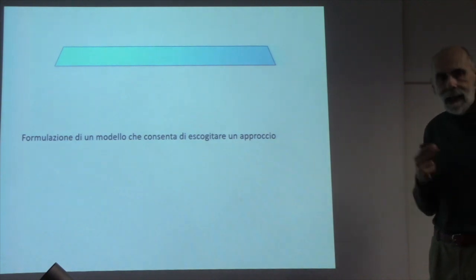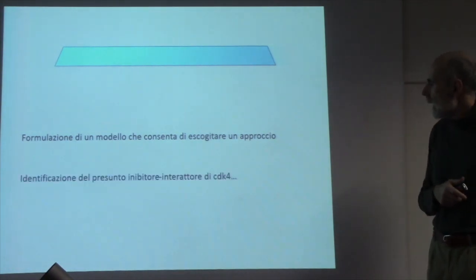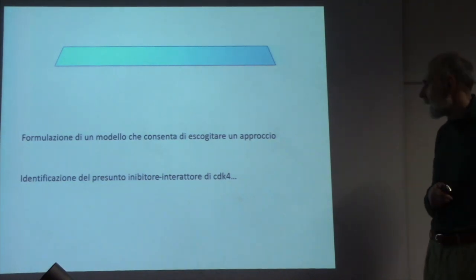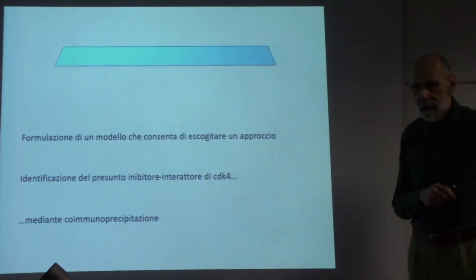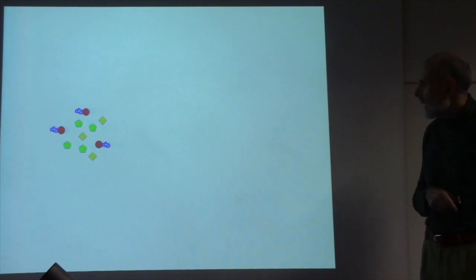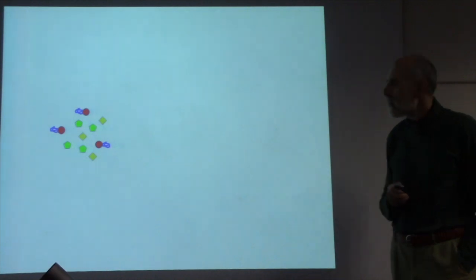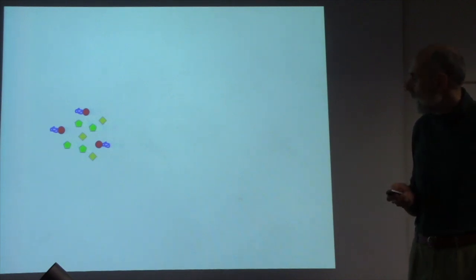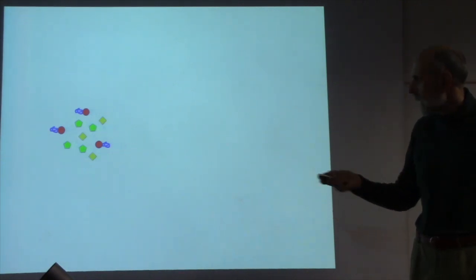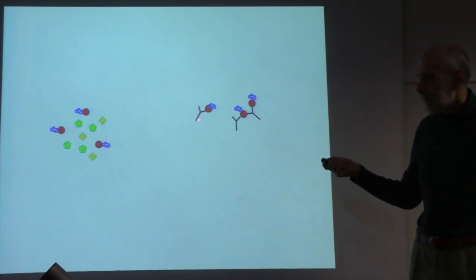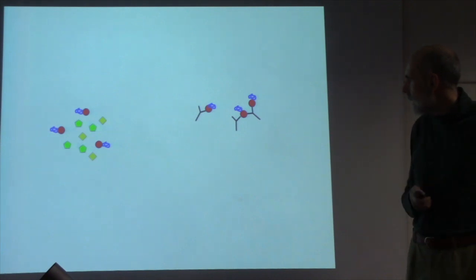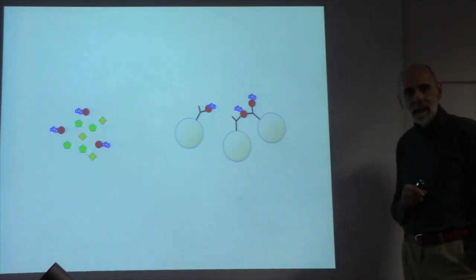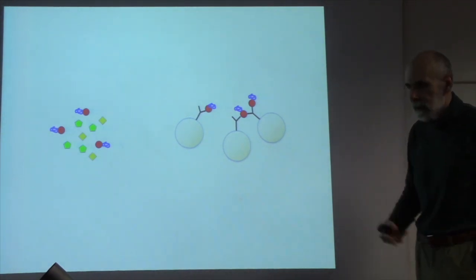So you now have a model that allows you to devise an approach. We need to identify the presumed inhibitor, which is also an interactor of CDK4, and we'll do it through immunoprecipitation. I'll remind you, although you know, because otherwise you wouldn't have guessed this approach, that in an immunoprecipitation you have a number of molecules, usually proteins, and some of them interact with one another. For example, here the blue one interacts with the red one. And if you have an antibody against the red one, and you use it to immunoprecipitate the red molecules with appropriate beads, we have seen this, you would also immunoprecipitate all the interactors that have a strong enough interaction not to be broken during the procedure.